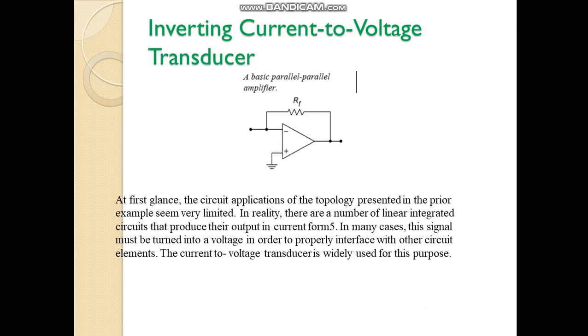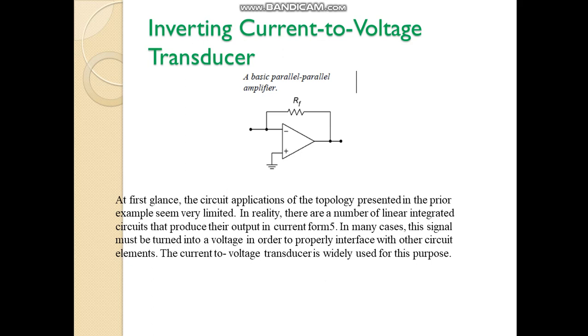This is the circuit, which is a basic parallel amplifier that acts as a current to voltage transformation circuit. Current is transformed to voltage, as we have seen earlier from the equation V out equals minus I in RF.